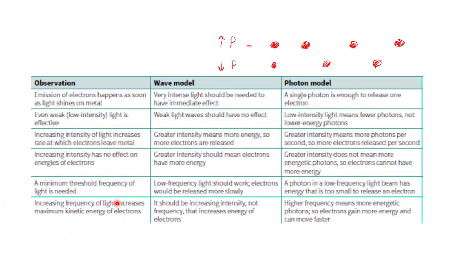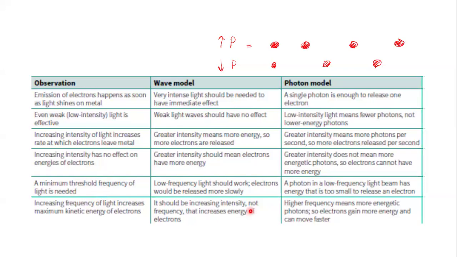Because the wave model suggests that if we talk about waves, in a wave, what is going to happen? What is frequency? Frequency is the number of oscillations per unit second, right? So it is simply oscillating faster. So if we think of light as a wave, then the energy of the particle should not be affected. The only thing that should be affected is the rate of release of electrons.